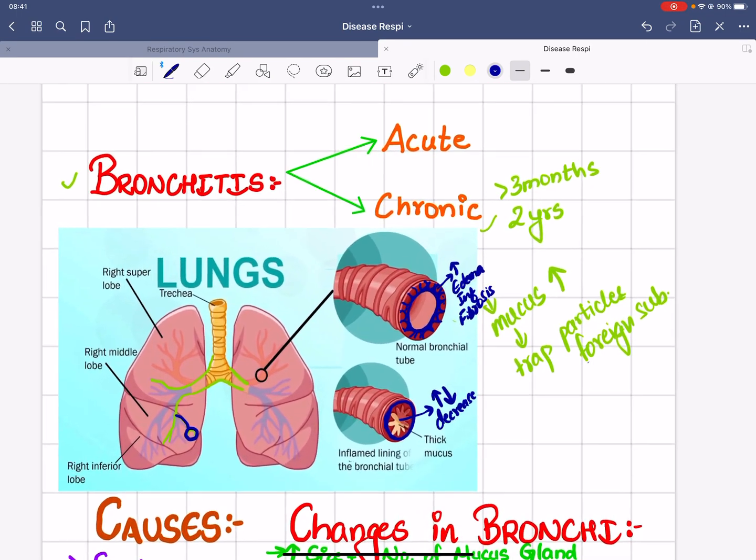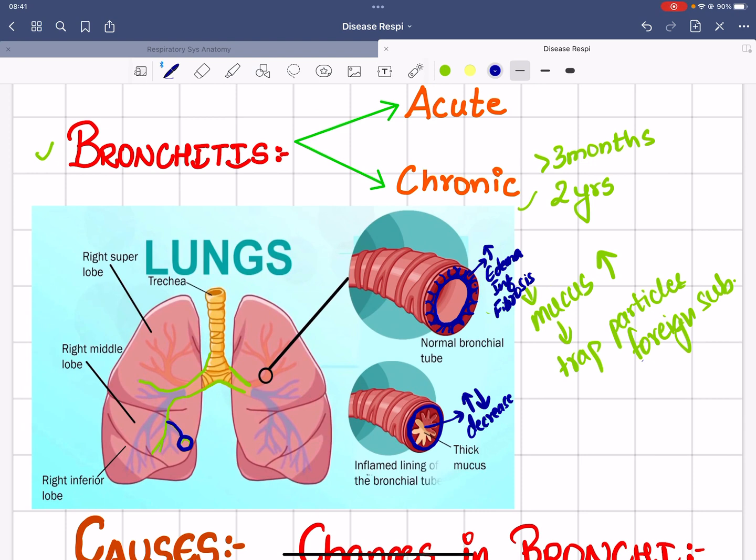So this is what bronchitis is about, and further management and its nursing considerations will be discussed in the next lecture regarding emphysema. Thank you.